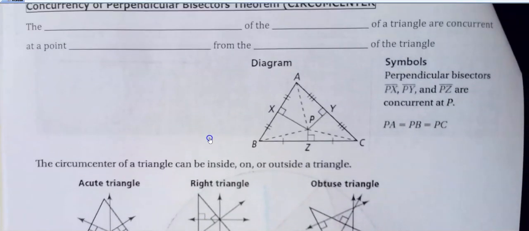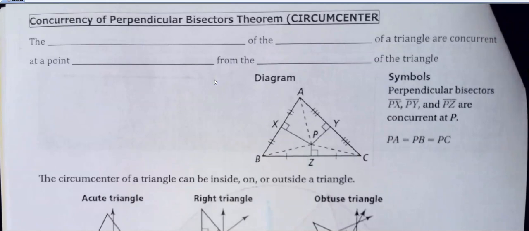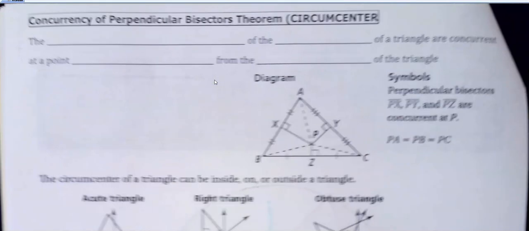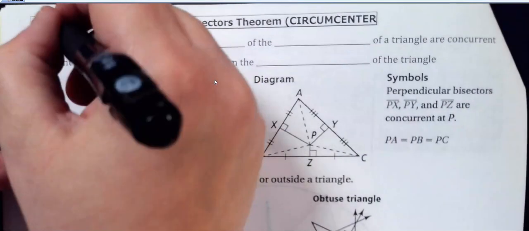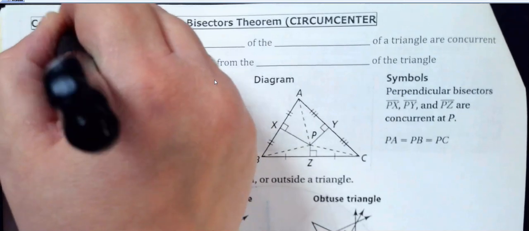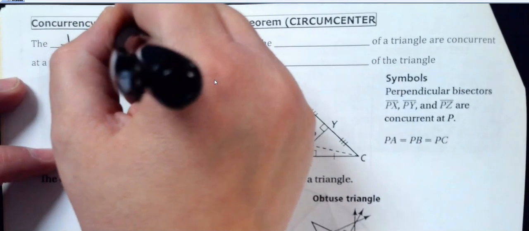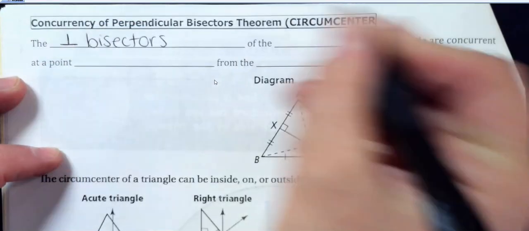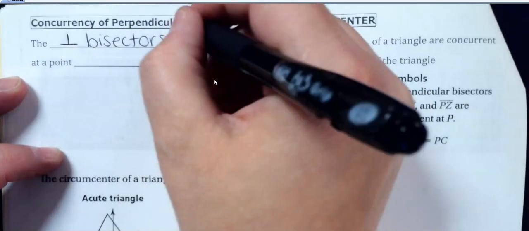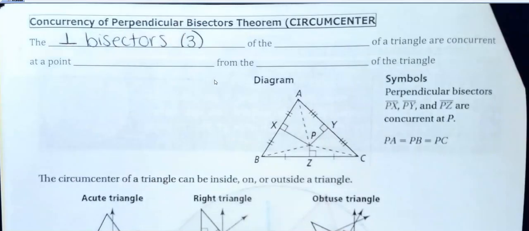A lot of this is just fill in the blank, and then I got some big diagrams for us to draw on. Okay, so in the first blank, I'm going to write the symbol for perpendicular. So the perpendicular bisectors. And I'm going to just put a little 3 in parentheses because there would be 3 of them.